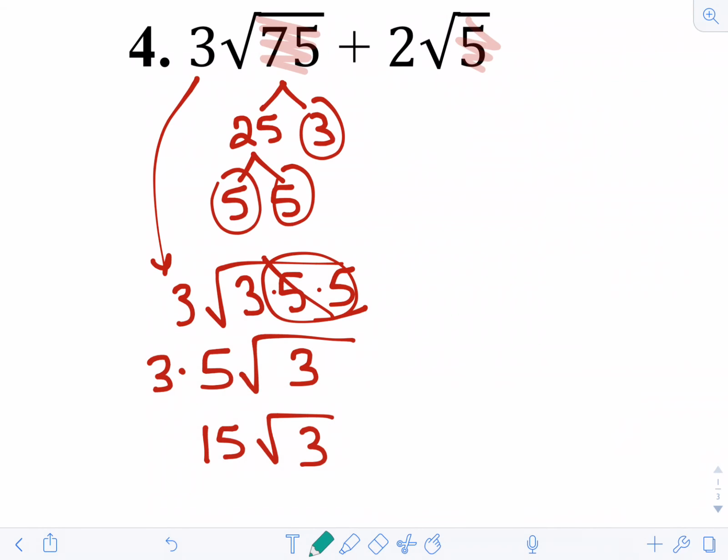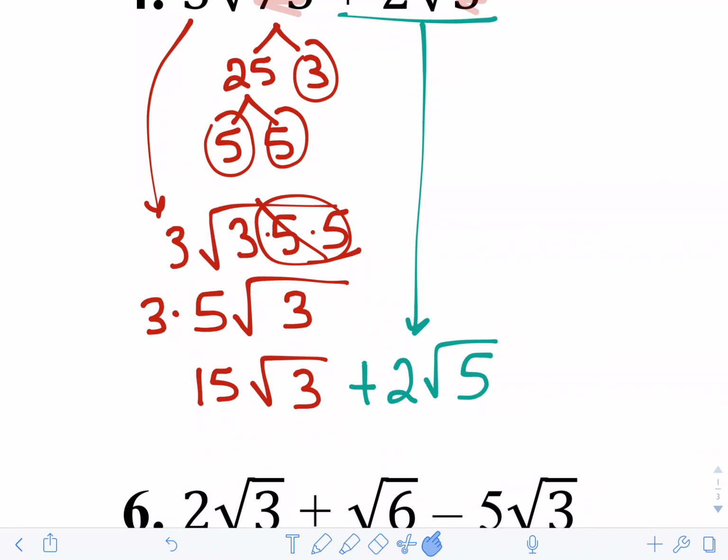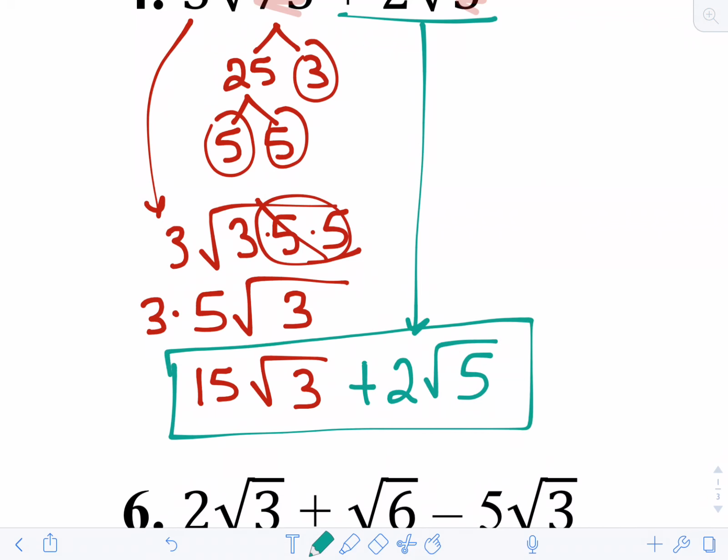Okay, you can go ahead and bring this piece down. So plus 2 square roots of 5. And again, if you notice, my numbers underneath the square root are not the same. I can't combine them, so that's my final answer.